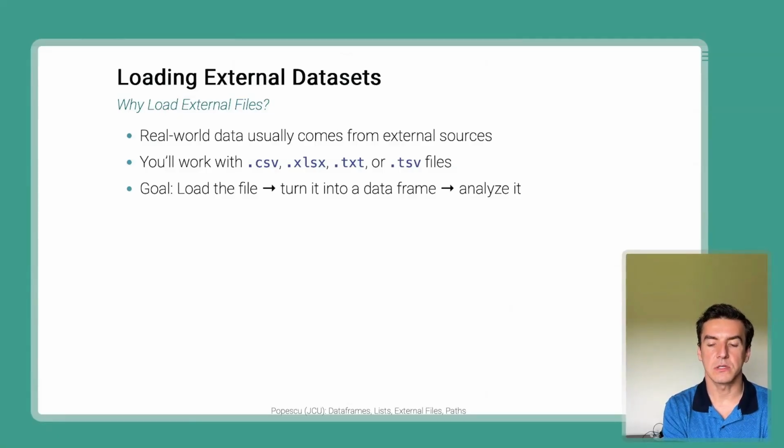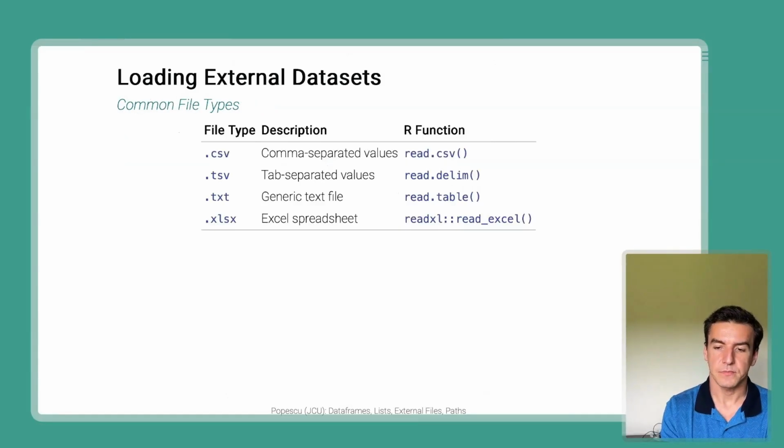So R is very good at loading or operating files like CSV, XLS, TXT, even DTA, so data files. The point here is to load the file, turn it to a data frame, and then analyze it. Okay, so for these 4 formats, CSV, TSV, TXT, xlsx, these are the most common functions. So read.csv, read.delim, and so on and so forth. Feel free to explore what the different options around them are.